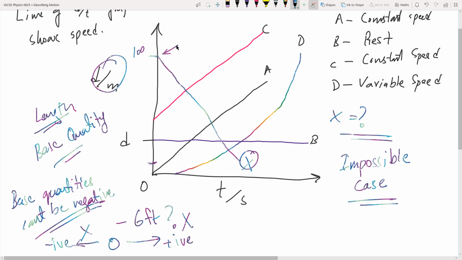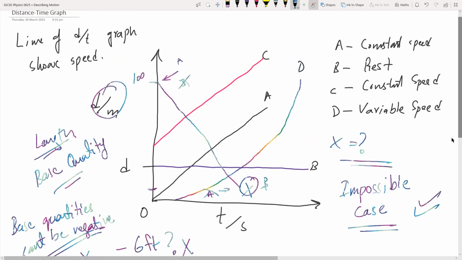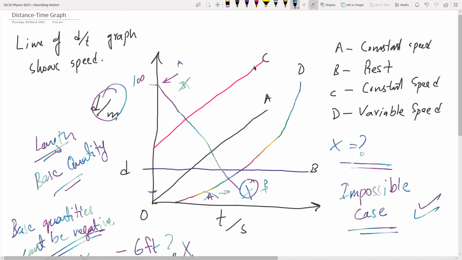So this is supposed to be point A and point B, right? We cannot say that this is point A and then this is point B. This is not possible. So this is an impossible case if you consider that length cannot be negative, right? So that's a bit of an understanding or identification of the graph.